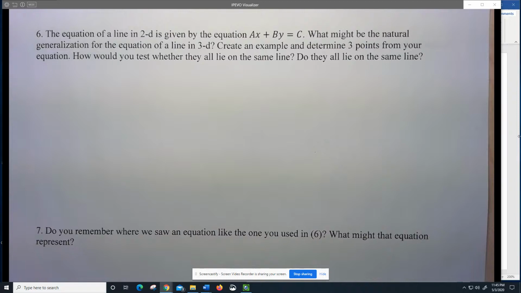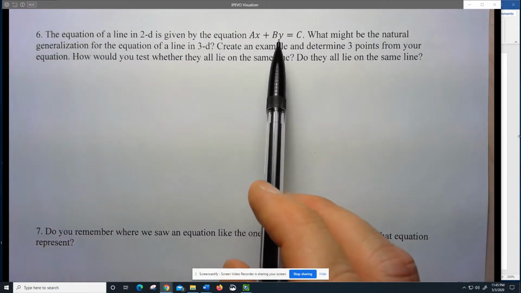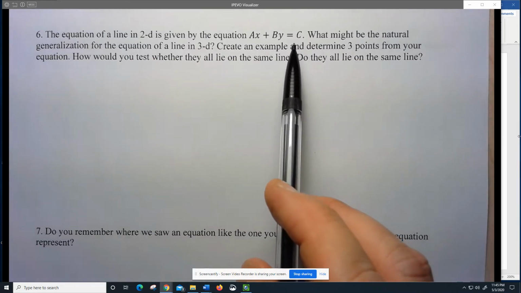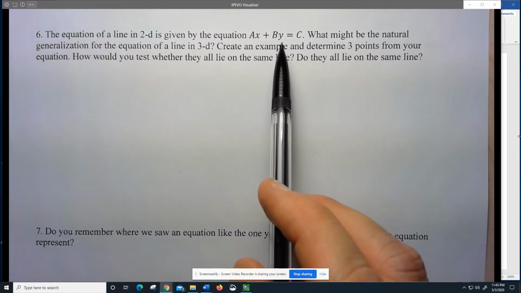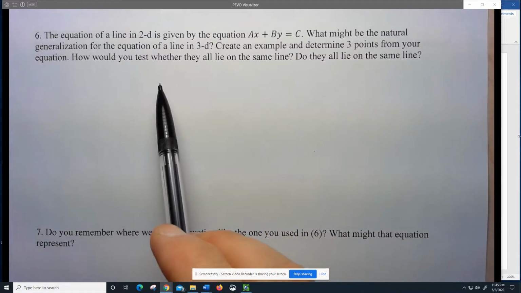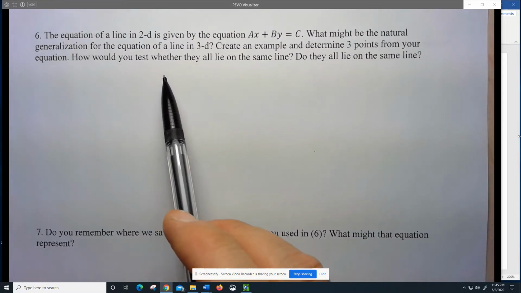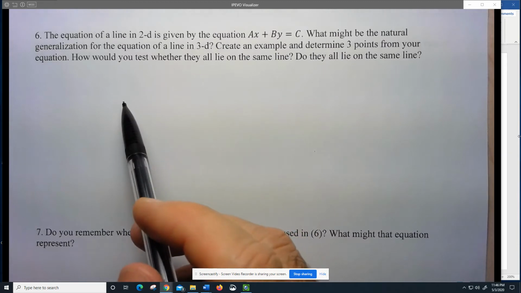All right. And when you were studying analytic geometry in grade 9, and a lot of what you did in grade 10 involved working with lines in 2D. Okay, and here we have the standard equation of a line in 2 dimensions. And so what we'd like to do is generalize the equation of a line in 2D into 3D. Okay, so here what I'm asking for is what would be the natural generalization for the equation of this line.